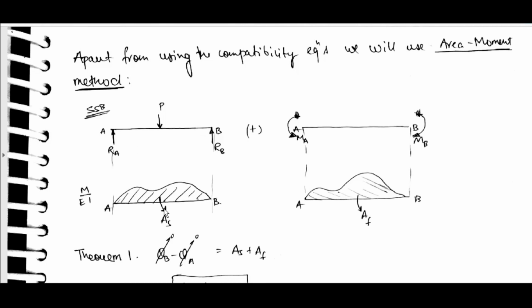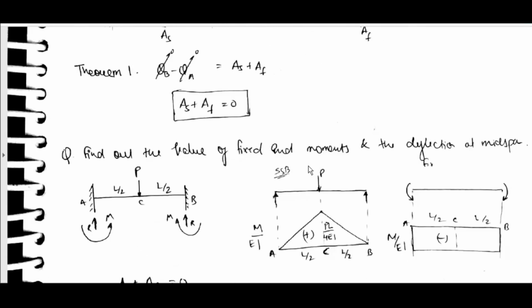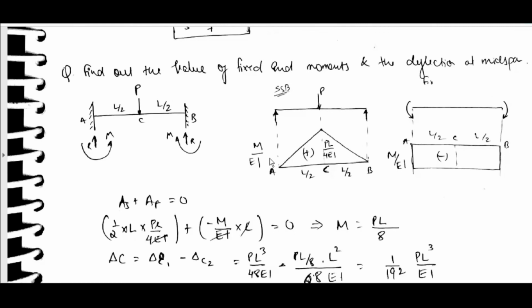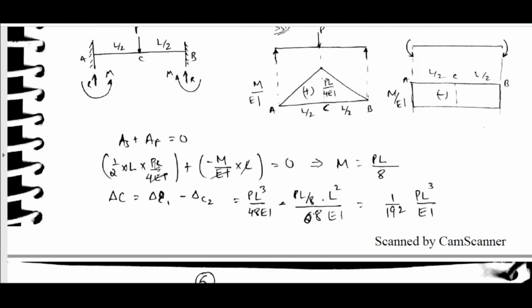SSV. Theta B minus theta A is equal to AS plus AF. AS plus AF is equal to 0. Find out the value of fixed end moments and deflection at mid-span. MA, MB, SSMB are like this. Then moment due to moment like this. These two, AS plus AF is equal to 0. This area plus this area is equal to 0.